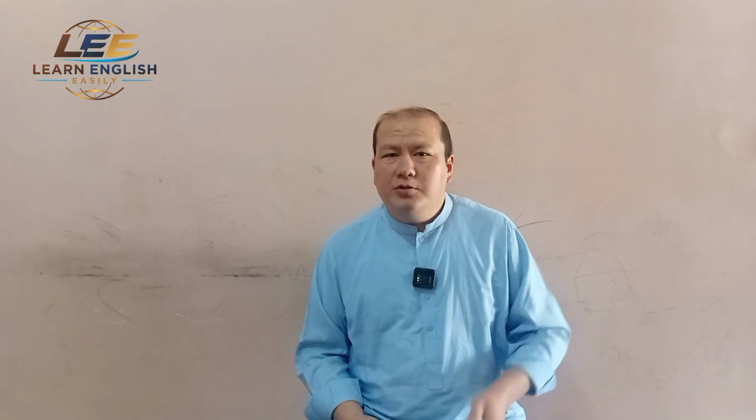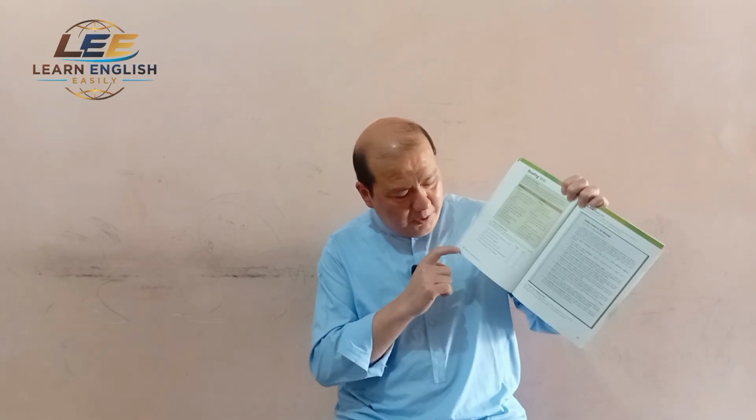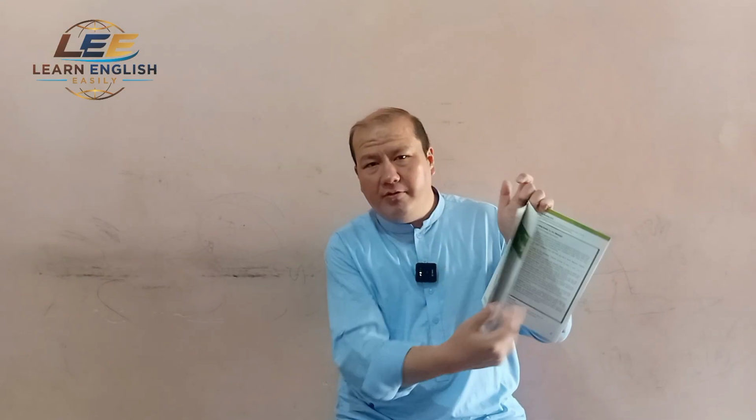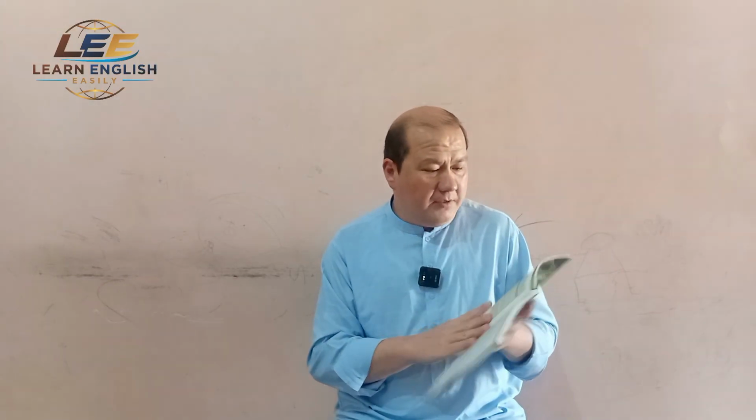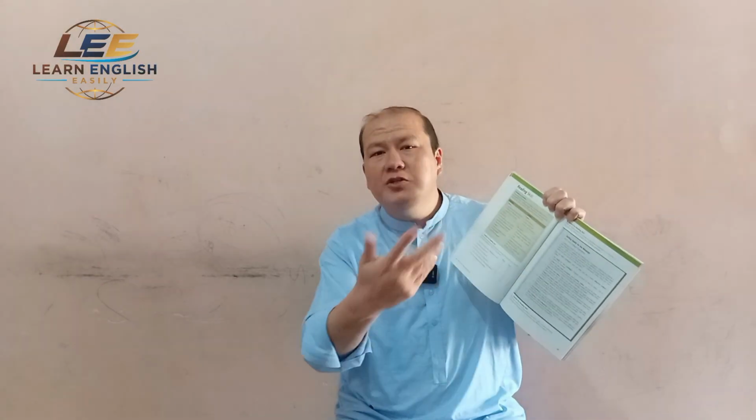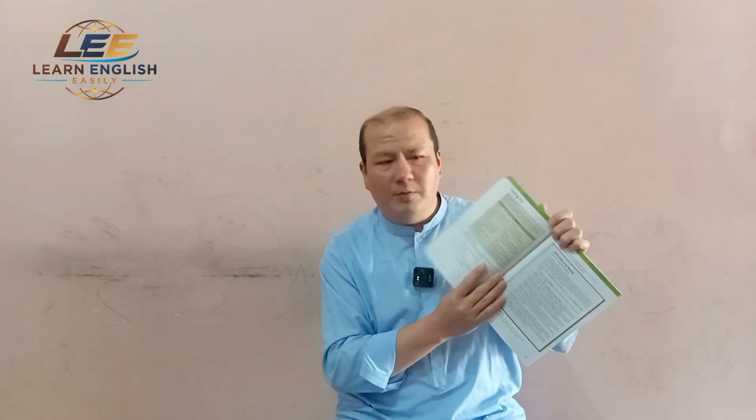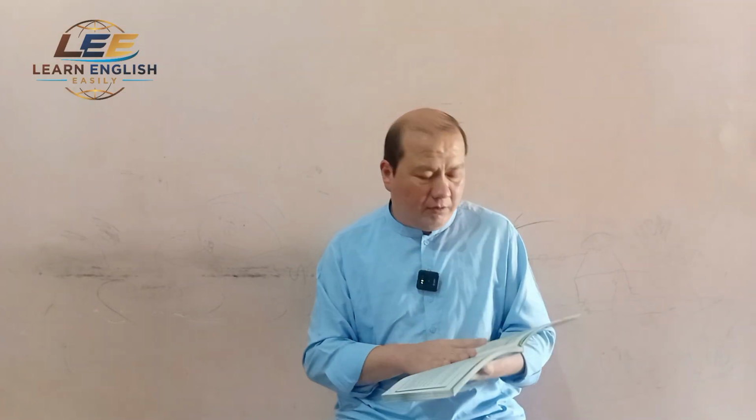What are those two techniques that we want to talk about? Those two techniques are skimming and scanning. I'm reading it from page number 28 of this Select Readings book. This is a reading skill. Each unit has a reading skill. So this reading skill belongs to chapter number 3 of this book, which is of level 3.